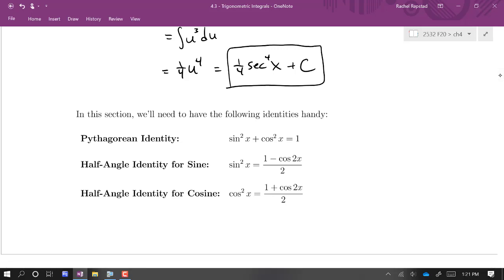So the Pythagorean identity, there it is with sines and cosines. We've seen how we can find the two other versions, the one that deals with secants and tangents, and the one that deals with cosecants and cotangents. And then depending on what the powers are, we may find it helpful to use one of these half-angle identities.